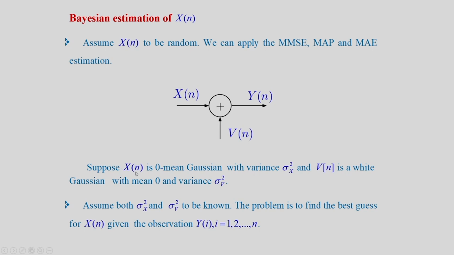So, we assume x[n] to be 0 mean Gaussian with variance sigma x square and v[n] to be Gaussian white noise with mean 0 and variance sigma v square. Assume both sigma x square and sigma v square to be known. The problem is to find the best guess for x[n] given the observations y_i, i going from 1 to n. So, this is the Bayesian estimation problem.